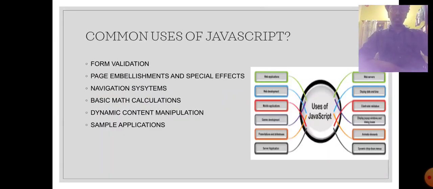And the next thing, common uses of JavaScript. What are the uses of JavaScript? The uses are given below. The first use is form validation, the second use is page embellishments and special effects, and the third use is navigation systems; you can create navigation systems. The fourth use is basic math calculations, the fifth one is dynamic content manipulation, and the sixth one is sample applications. These are some of the uses of JavaScript.